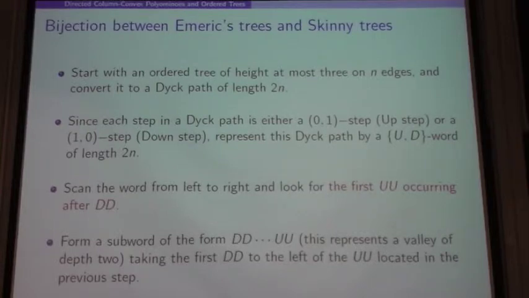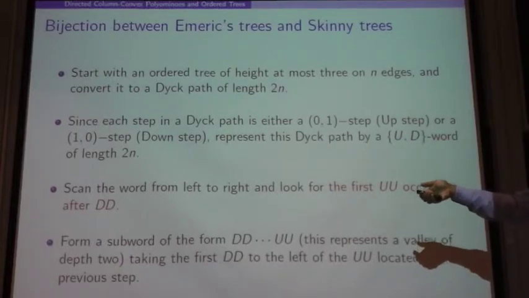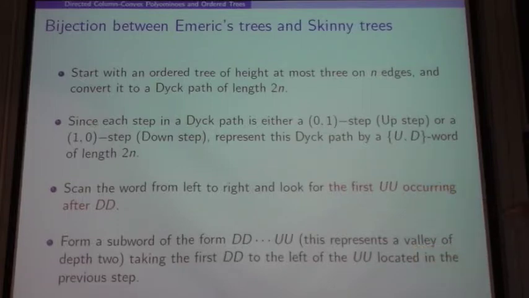We have equal numbers of skinny trees on n edges and order trees of height at most 3 with n edges. So we wanted to provide a bijection between the two. And if you want to go directly from, for example, these order trees to skinny trees, you start with an order tree of height at most 3 on n edges and convert it into a Dyck path. This is a very standard up-down thing. Okay? You convert it into a Dyck path.